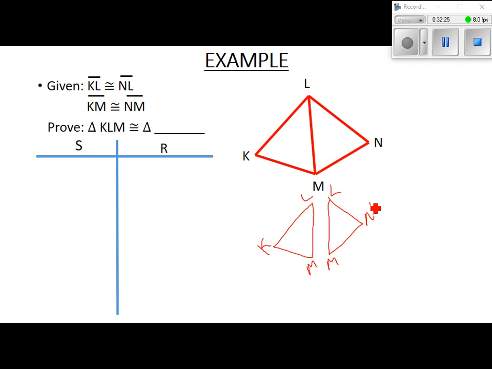The second thing, and you have to start doing this, a lot of you didn't do this the first time we were doing the 2-column proofs: you have to mark stuff in your picture. You have to label stuff in your picture. What's one thing they tell us? KL is congruent to NM. So mark that. Mark those 2 as congruent.